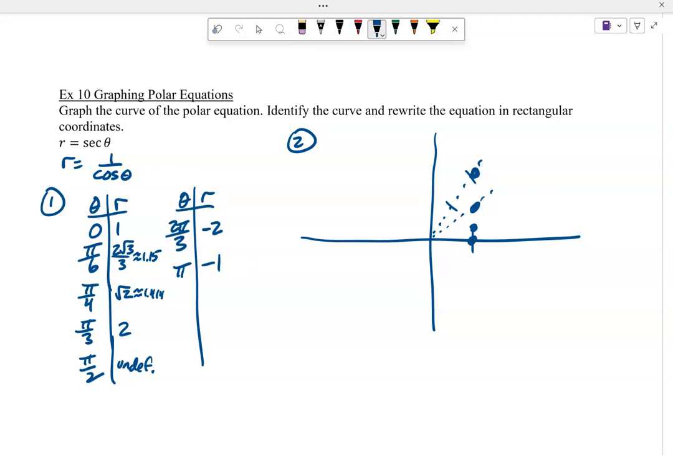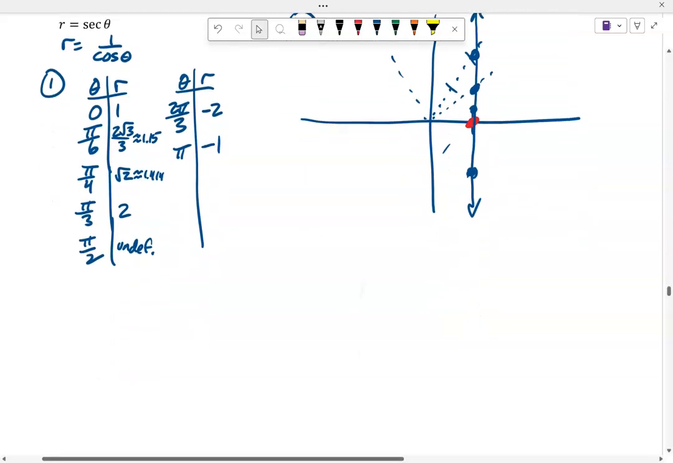Pi halves is undefined. And I rotate 2 pi thirds, 120 degrees. I'm over here, but I got to go out negative 2. So 1, 2. So I'm about right here. Pi, rotate pi 180 degrees, but then I go in the opposite direction, negative 1, so I end up right there again. Anyways, we could keep going with this, but hopefully you see that's a vertical line, and we'll go ahead and verify that.